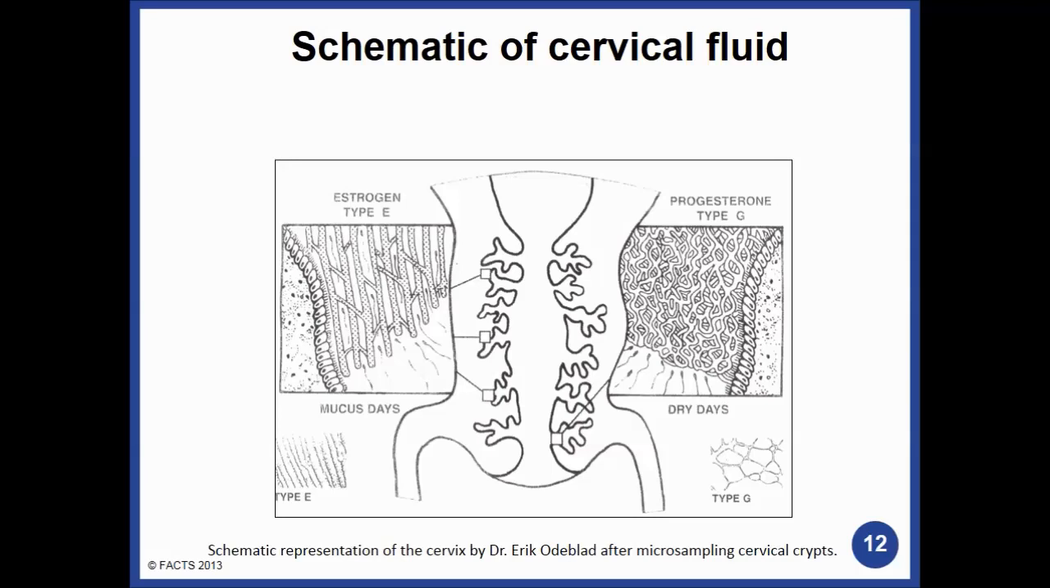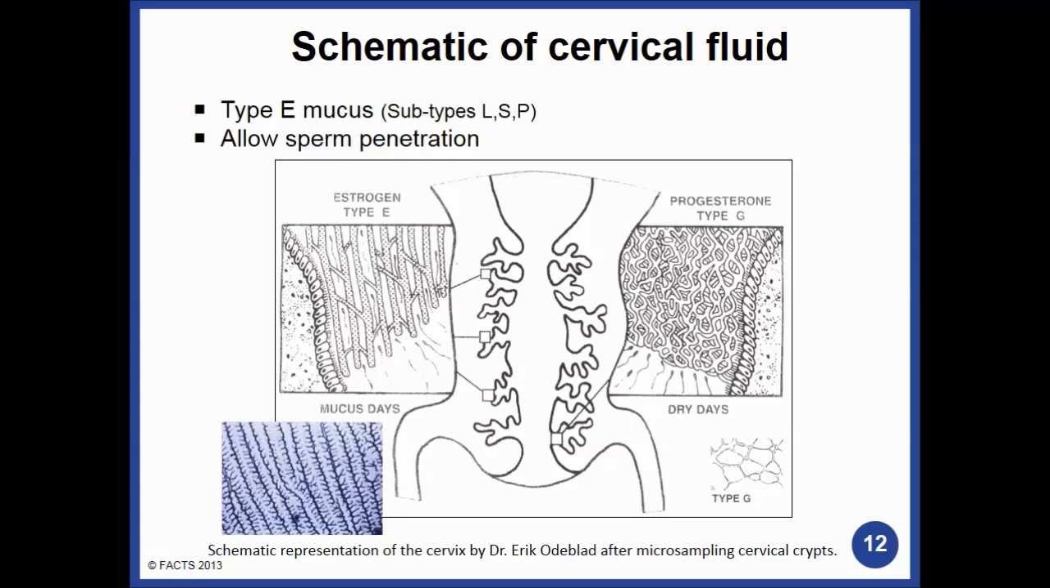Cervical fluid is the sign that's probably used throughout the majority of the methods, and it's amazing. For those of you that have never heard of the name, Professor Erik Odeblad, the man is a genius. He should have won a Nobel Prize. He's one of my idols, and I would love to get to meet him one day. He has basically been studying the cervix and cervical fluid for more than half a century. He started his work in the 1950s, and he originally discovered two types of cervical fluid, type E, which was produced under the influence of estrogen, and type G, produced under the influence of progesterone.